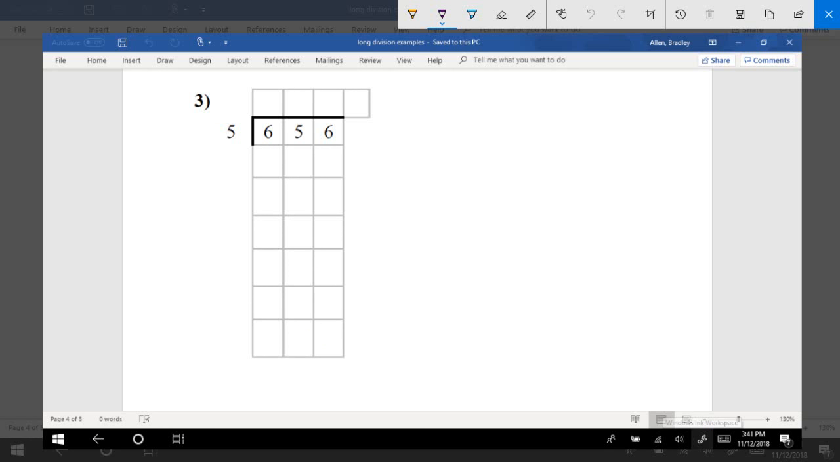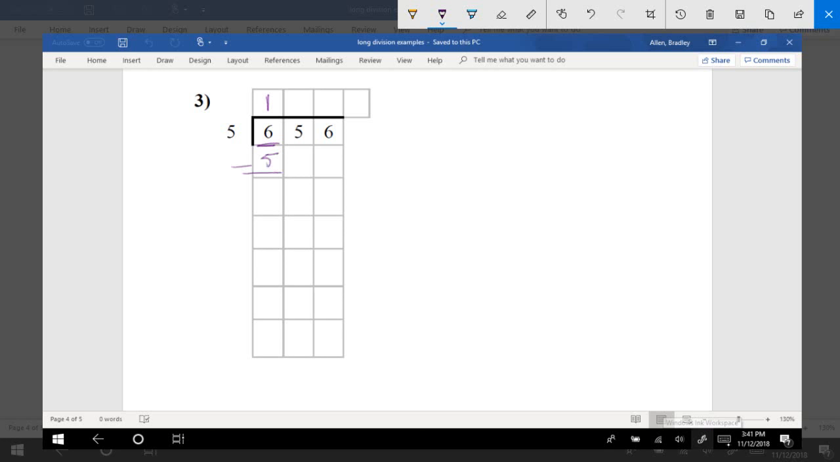All right, folks. This is our last one here. 656 divided by 5. All right, our 5 times tables. That's not too bad. Most of us are pretty comfortable with those. So definitely pause this one. Try it by yourself if you haven't already. And then let's go through it. 5 goes into 6. How many times? Say 1 time. That 1 time is 5 times 1, so 5.